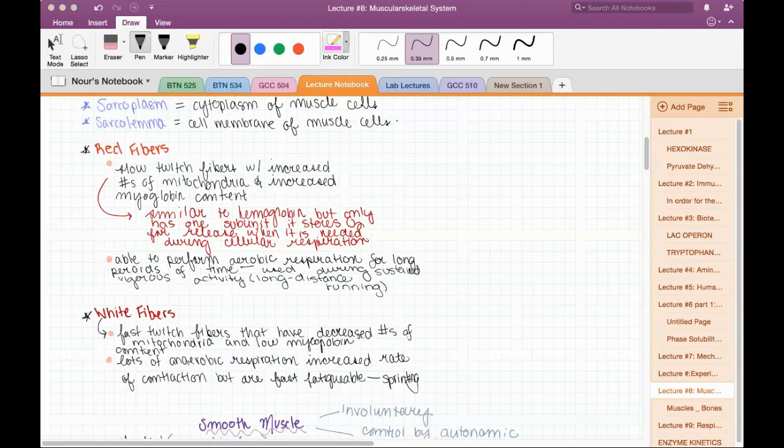So slow twitch fibers have an increased number of mitochondria and increased myoglobin content. That makes sense because they're red, which means there's a lot of energy going through. So they have a lot of mitochondria and a lot of myoglobin. Myoglobin, if you don't know what that is, is similar to hemoglobin, but it has only one subunit, to store oxygen for release when it's needed during cellular respiration. It's not hemoglobin, but it's kind of like hemoglobin, with only one subunit to store O2.